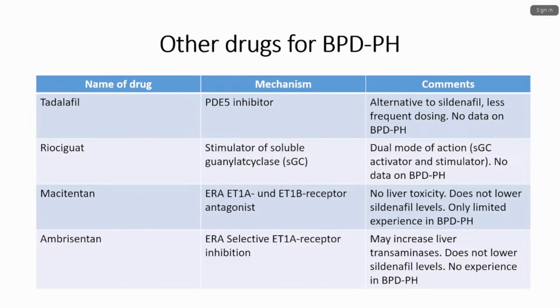Then macitentan, that is an endothelin receptor A as well as endothelin receptor B antagonist. It has no liver toxicity and does not lower the sildenafil levels. Then ambrisentan, that's also an endothelin receptor A antagonist, which may increase liver transaminases and does not lower the sildenafil levels. Thank you.